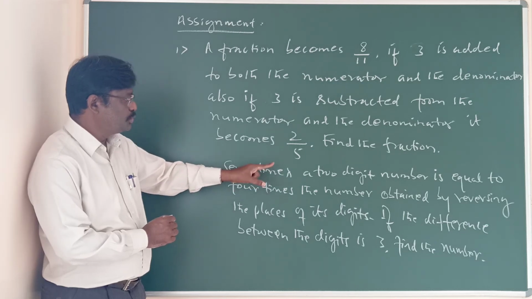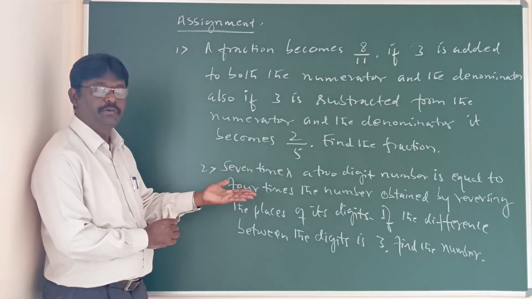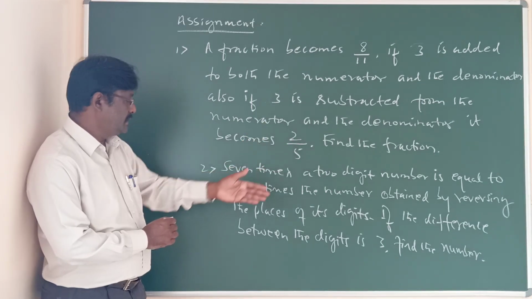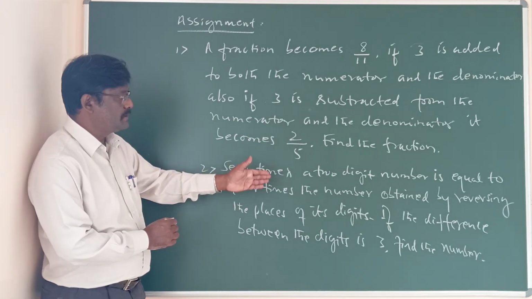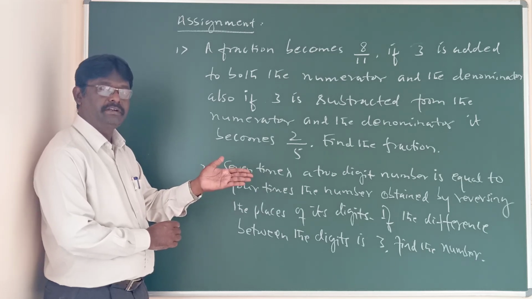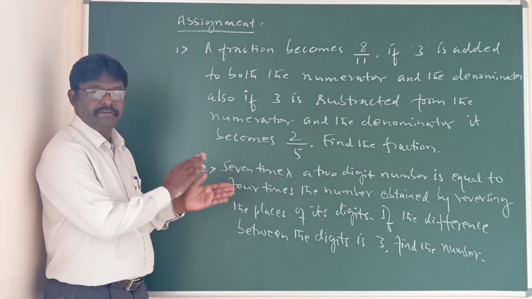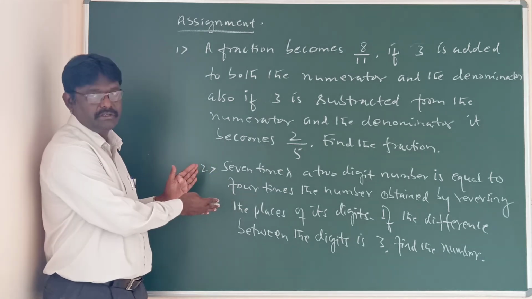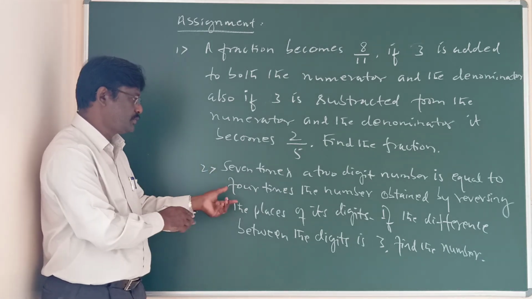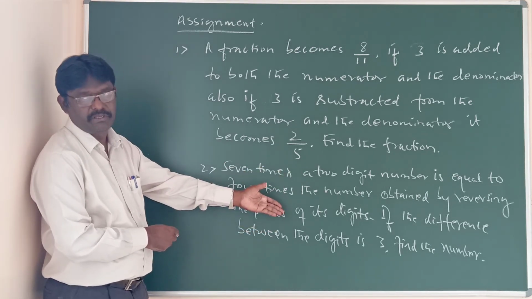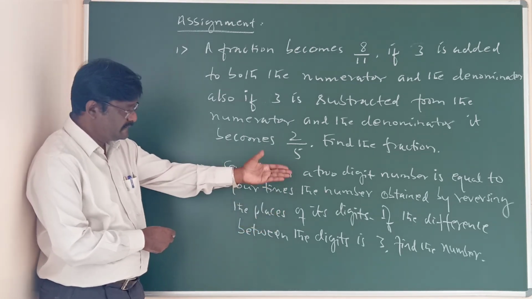7 times a 2-digit number. Let us assume the 2-digit number be xy, is equal to 4 times the number obtained by reversing xy. How do you write it? 10x plus y. When we reverse, it becomes yx, 10y plus x. That concept you have learned in class 9. Just apply that, children. Quite easy. If the difference between the digits, x minus y or y minus x, is 3, find the number.